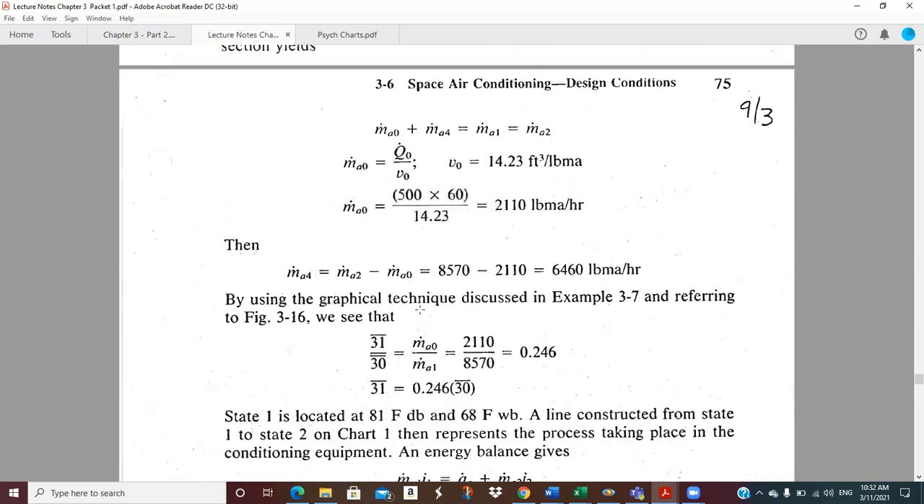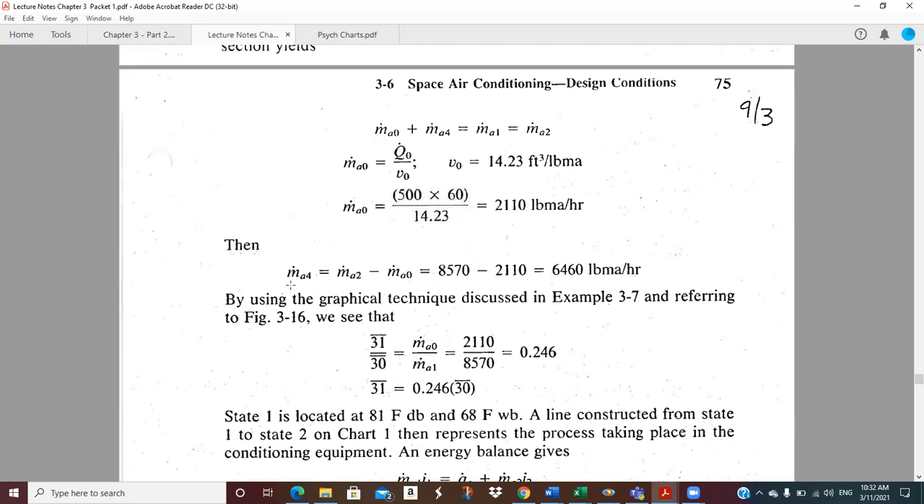We had the volume flow rate of outside air, and so we've got to convert that to a mass flow rate. So we have to get the specific volume of the outside air, which is hot and humid. That turns out to be 14.23 off of your psych chart. Again, you should check this, make sure that you can pretty close to verify these numbers. You might not get exactly the same thing, but you should get something pretty close. And then this is 500 cubic feet per minute times 60 is cubic feet per hour, divided by specific volume. We get 2110 pounds mass dry air per hour, okay?